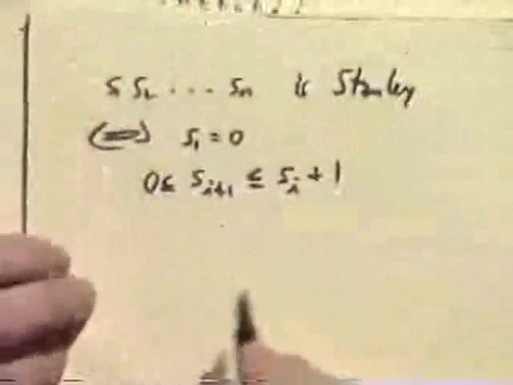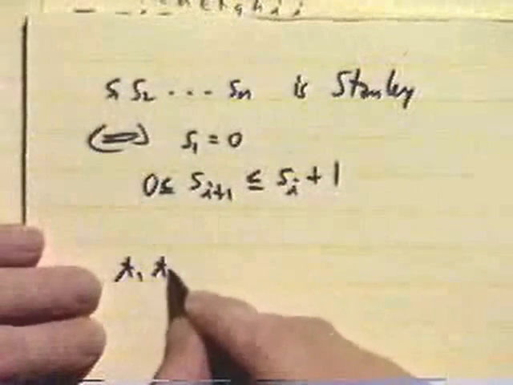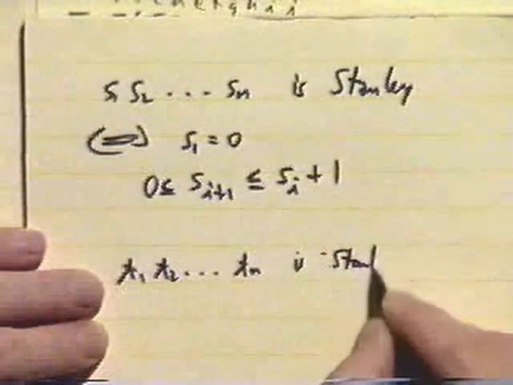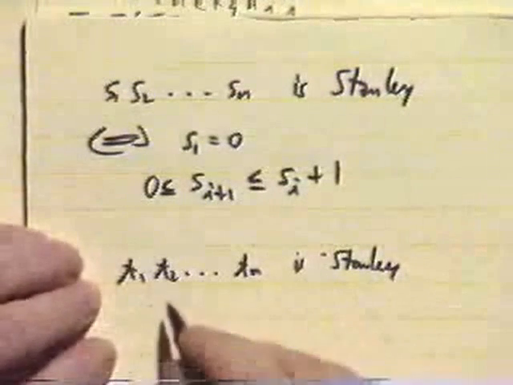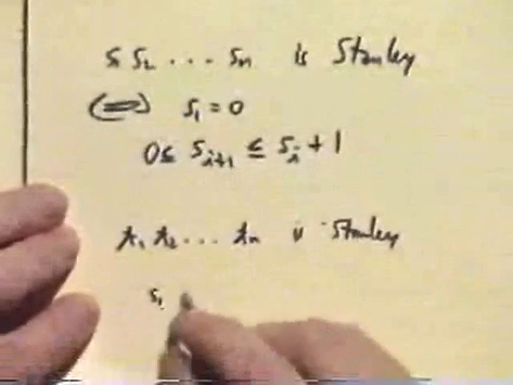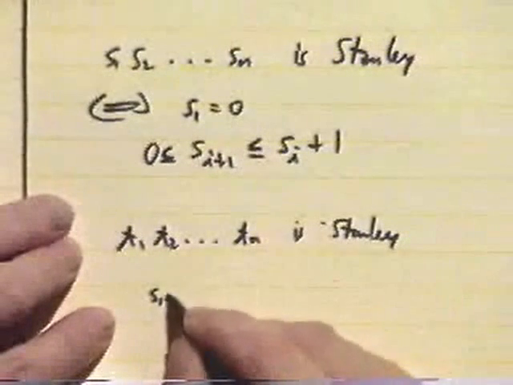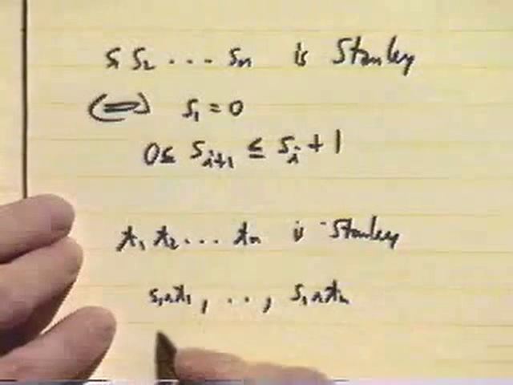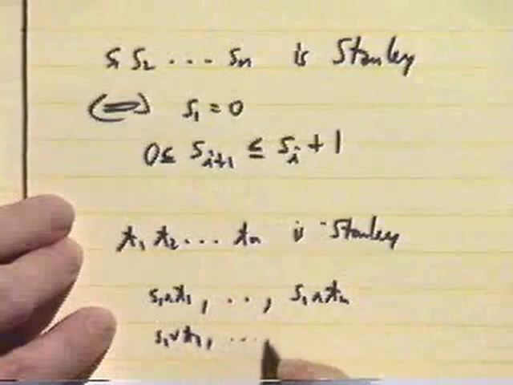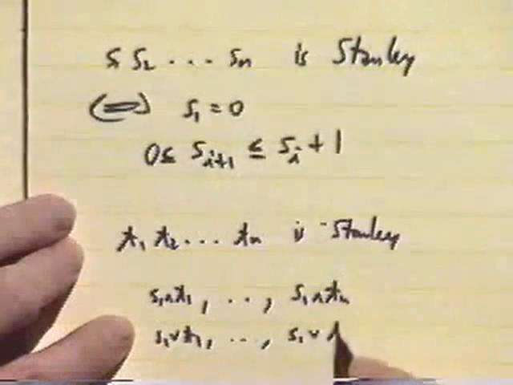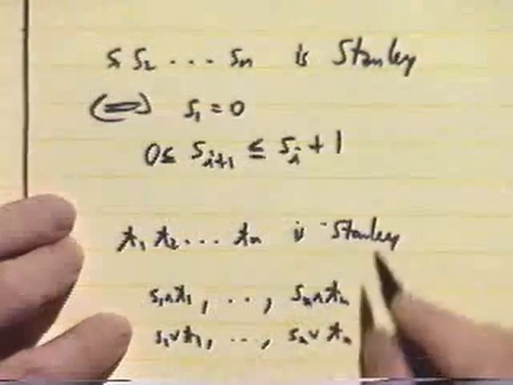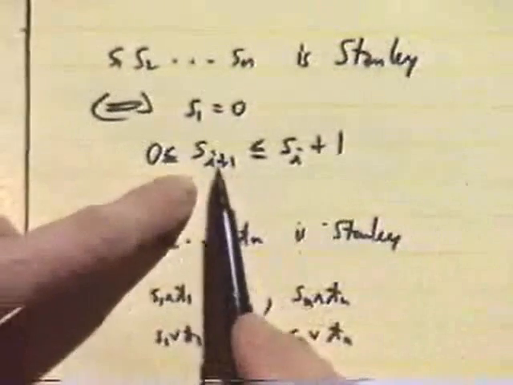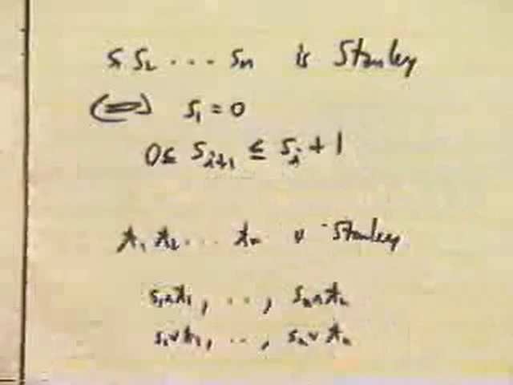So now if T1 through Tn is also a Stanley sequence of coordinates, then the minimum of S1 and T1 through the minimum of Sn and Tn, and the maximum, if I use these operations for min and max, are also going to be Stanley, because the maximum of S(i+1) and T(i+1) is going to be less than or equal to the max of S(i) and T(i) plus 1.